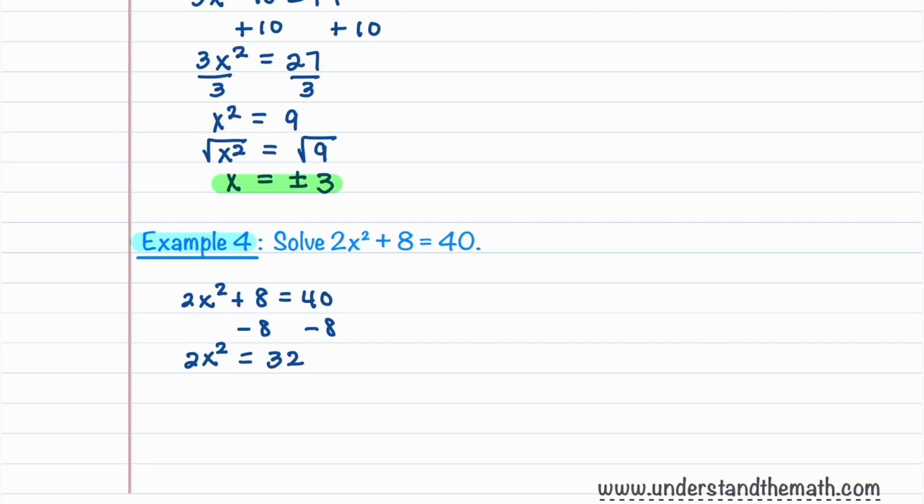Now we're going to divide both sides by 2 so that we can get x squared by itself. And this gives us x squared is equal to 16. Now we'll take the square root of both sides. And we're running out of room, so we'll have to go over here to the right. On the left, we're going to get x, and then the square root of 16 is plus or minus 4. And that's our answer. Now let's look at some examples that are written in a different form.